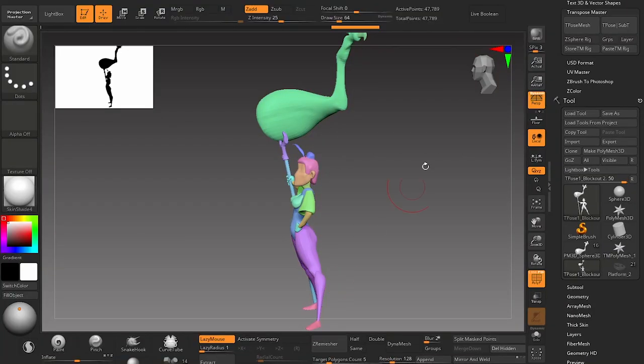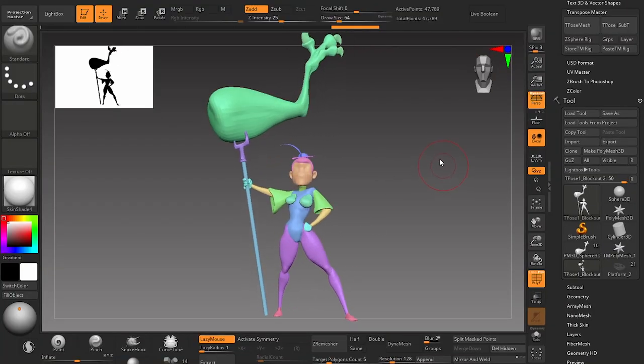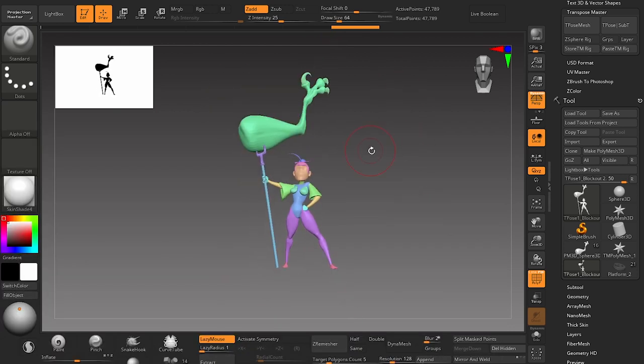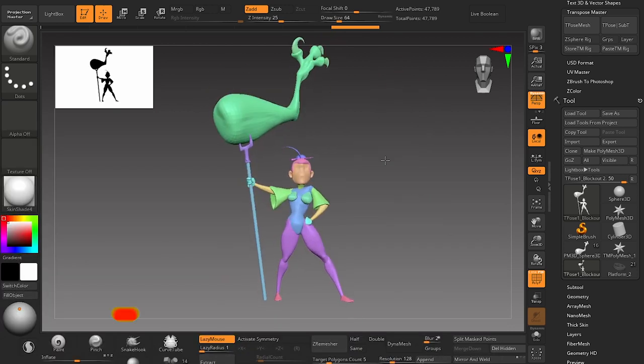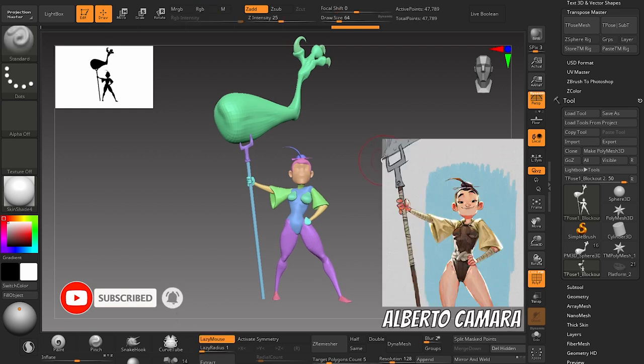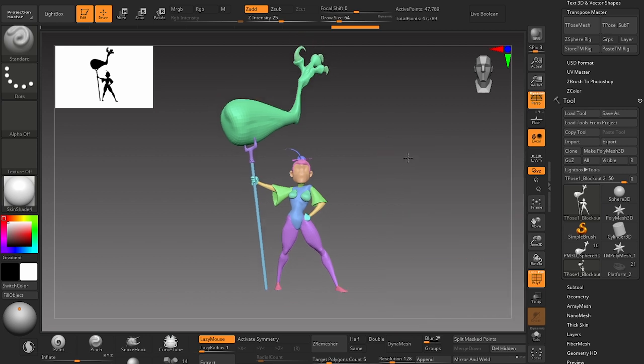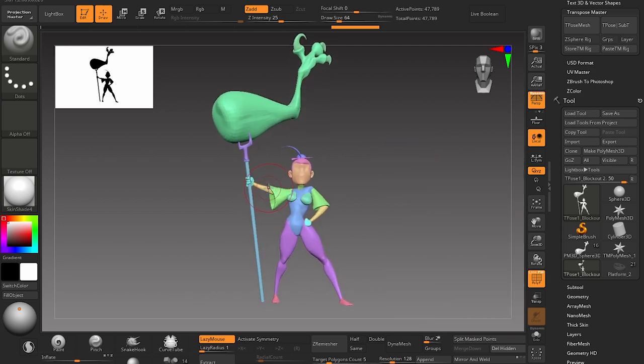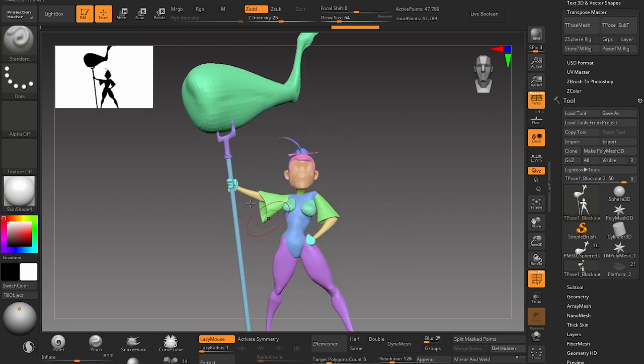So let's switch back to ZBrush, and I did a blockout of this girl. She is technically a dino hunter, and I have used the concept art of Alberto Camara. I hope I am pronouncing your name correctly. And as you can see, I've kept all the fundamentals in mind which we have talked about earlier in the video. I have kept the asymmetry, and the asymmetry is all around her.